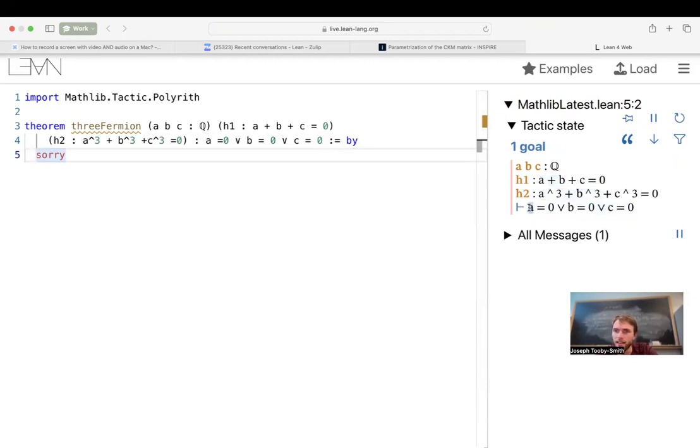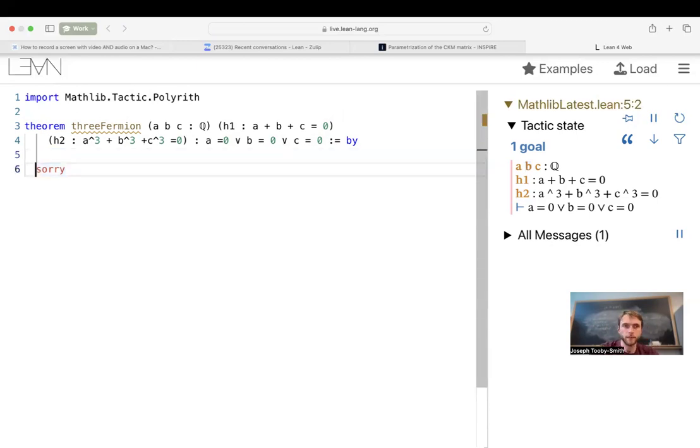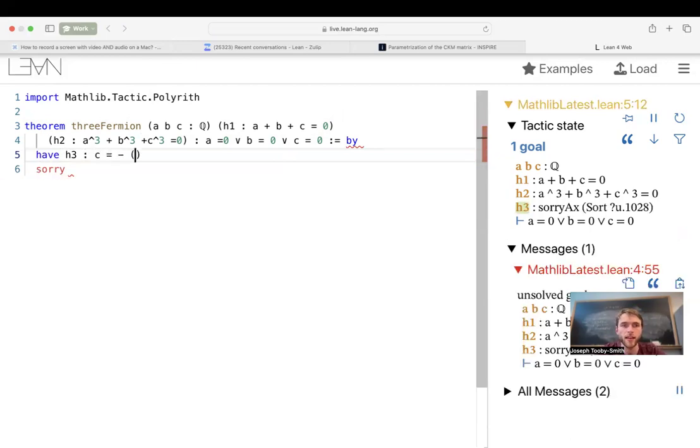This tactic state basically says that this bottom line is the thing that we want to prove. And this H1, H2 are the hypotheses we put in, basically the anomaly cancellation conditions. And we have these A, B, and C, which are rational numbers. So to prove this, the first thing we're going to do is go have H3, and we're going to show that C equals minus A plus B.